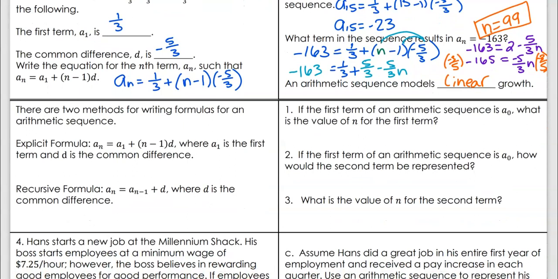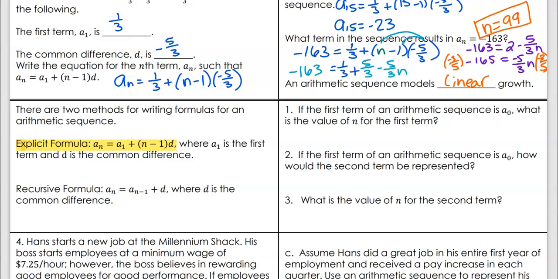Now I'm talking about formulas. There are 2 different ones: an explicit formula and a recursive formula. What we just did is the explicit formula. That's the most common one, where we use A1 as the first term, and then we use D as the common difference.